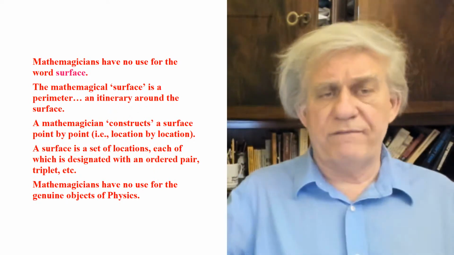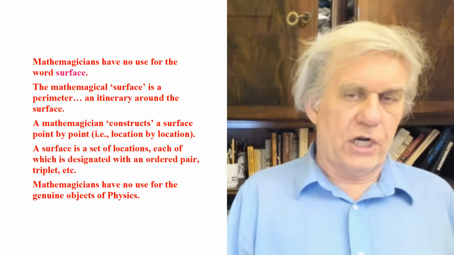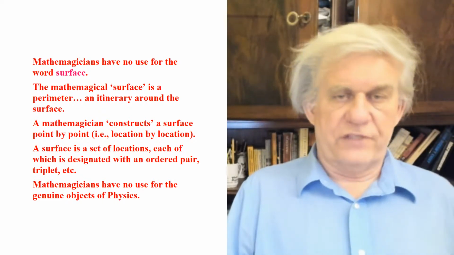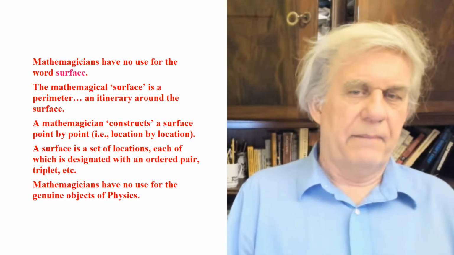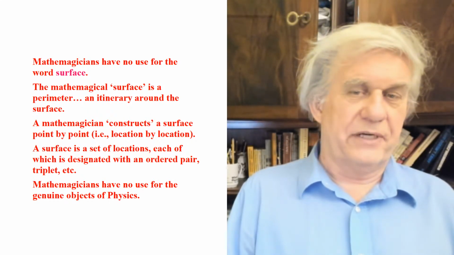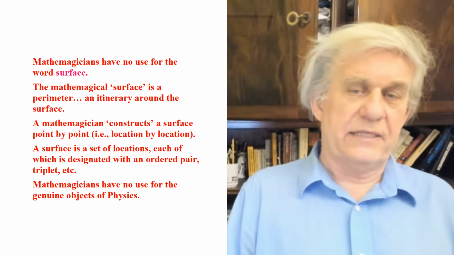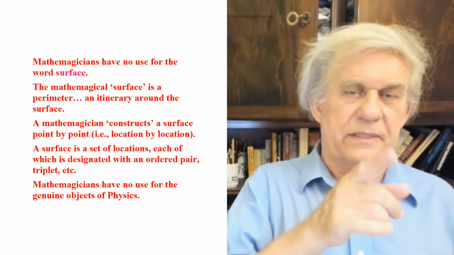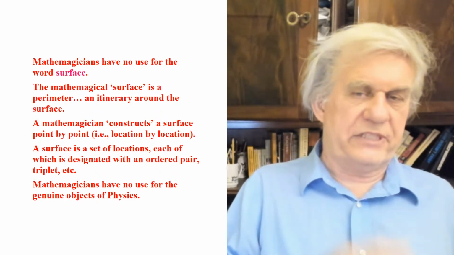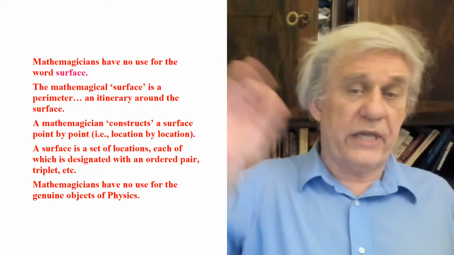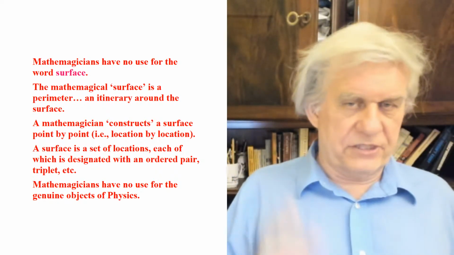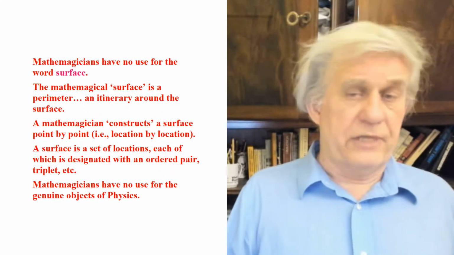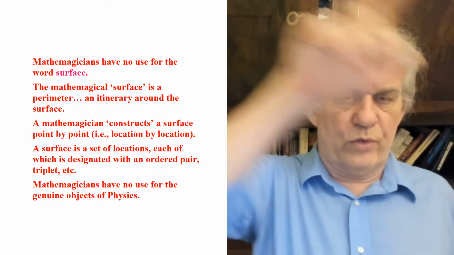Okay, and here, mathematicians have no use for the word surface. Surface belongs to the qualitative world. They have no point for surfaces. They use the word manifold, but what's a manifold? Well, what they do is they use their coordinates and vectors, actually their number lines, to show topography. Okay, but it's got nothing to do with surface because they're not interested in surface per se. They're interested in their math and how they're going to locate a point on a surface, which is different than talking about the surface itself. The mathematical surface is a perimeter. They talk about motion around something.